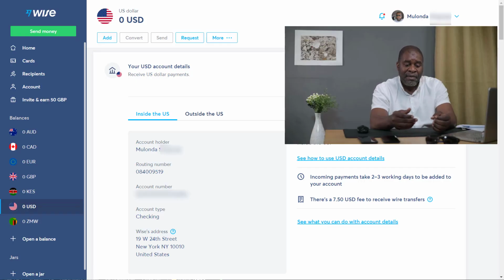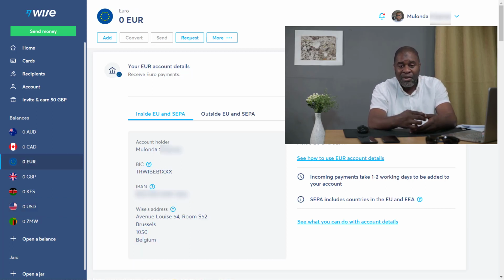Then one method which is not really thought of much is Wise, formerly TransferWise. So with Wise, you are given bank accounts: a US bank account in the US, a European bank account in Europe, a British bank account in the UK, Australian dollar bank account in Australia, Canadian dollar bank account in Canada, and maybe one or two other different types of currency accounts, as if you reside in that country.